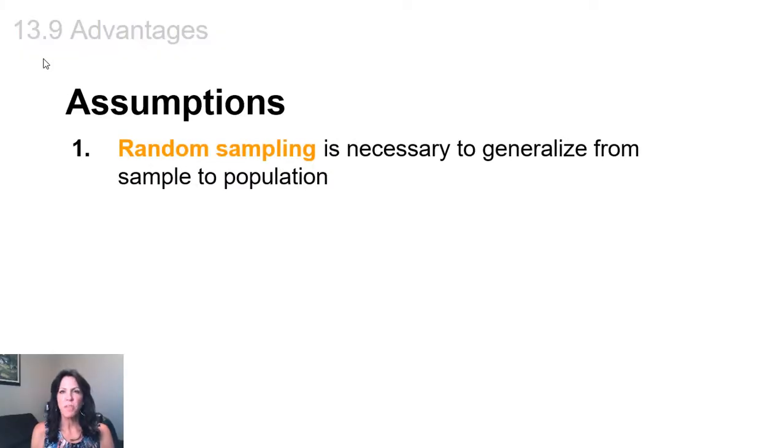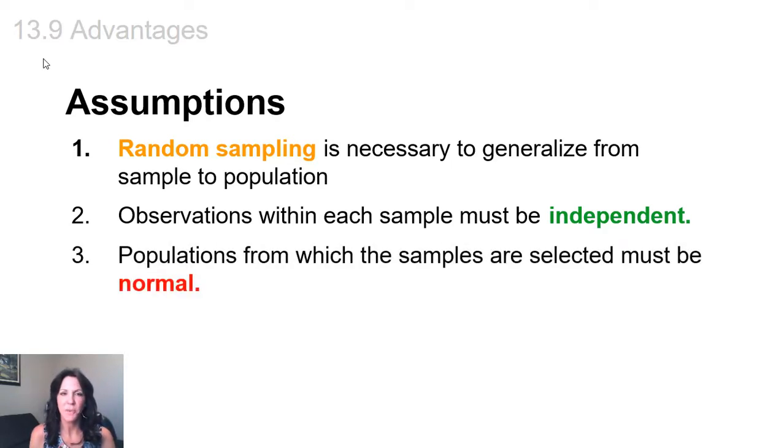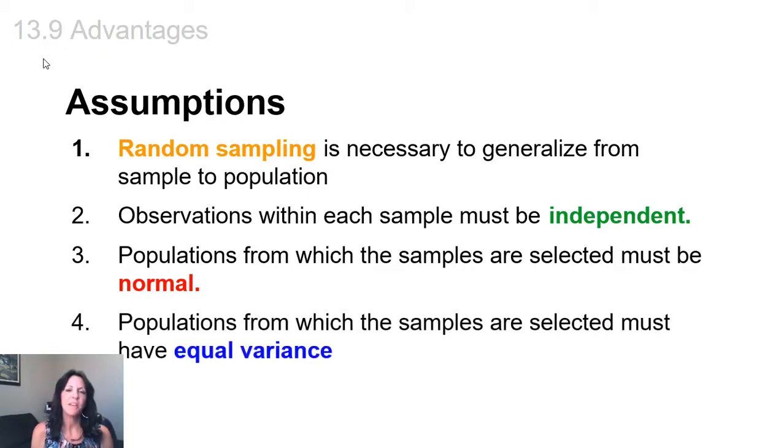Assumptions involved with the factorial ANOVA are just like any assumptions that we've been talking about. We need to do random sampling in order to generalize to the population. Each observation within each sample must be independent. This is really important with a factorial design. You don't want to have one person in more than one cell, for example. And as we've talked about, the population from which the samples are selected must be normally distributed, and the populations need to have equal variance. This is a lot of reminder of things that we've been talking about all along.